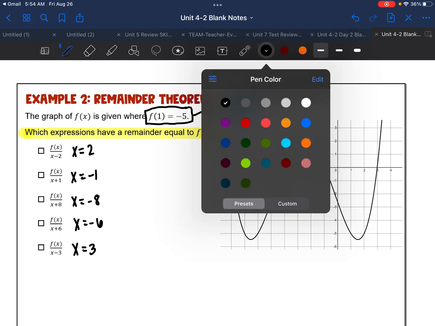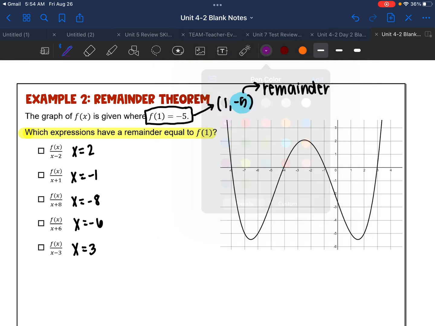Again, I'm going to do these in different colors just so you can see it better. So 2 is this vertical line here. You can see we've got a point at 2, -5. So the remainder would be -5, because that's again the y value. That matches our given function notation. So that means we are going to select that one.